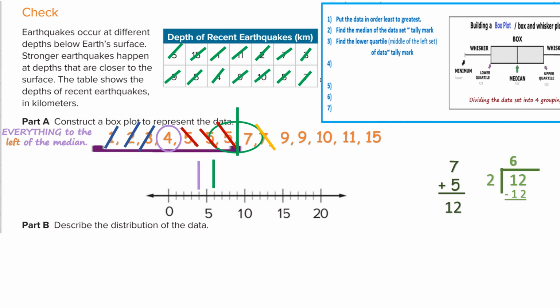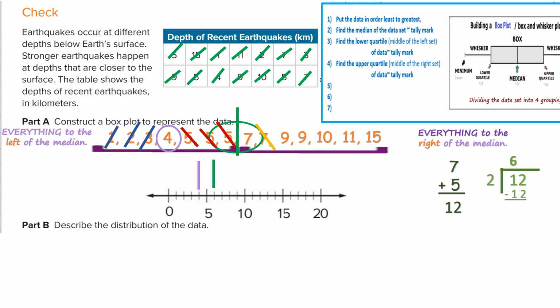So I have to make a tally mark as it tells me to in step 3, where the 4 would be. I make a tally for my lower quartile. Now I got to do step 4, which is my upper quartile. My upper quartile includes everything to the right of the median. So from the 7 all the way to the 15.